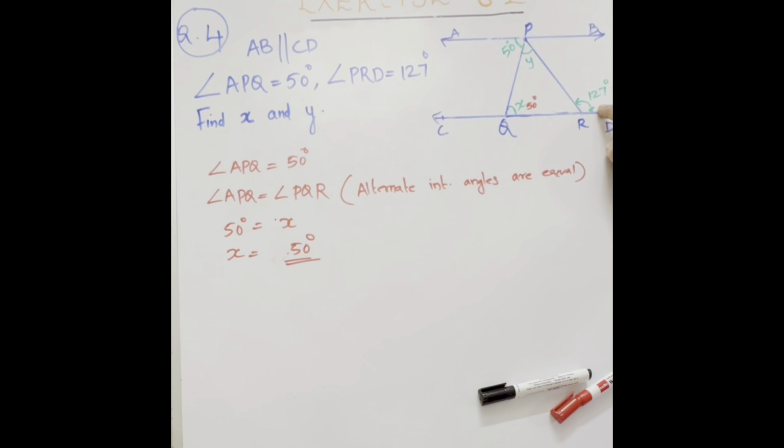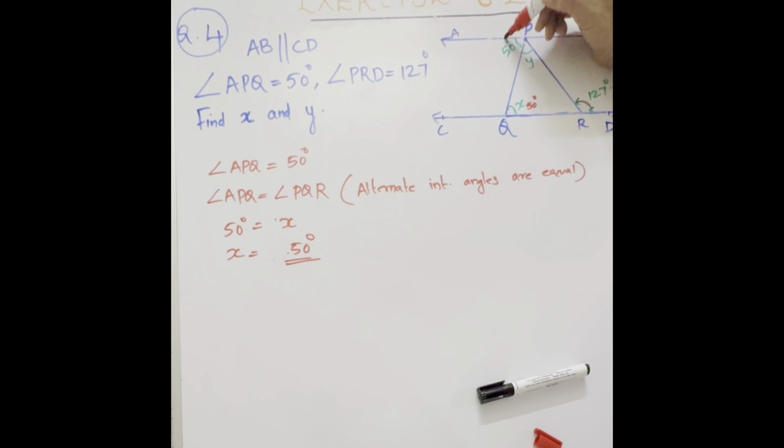We have an angle 127, which is an interior angle. What could be the alternate interior angle to 127? When you ignore the line PQ now and just consider only PR, 127 is one of the angles. The alternate interior angle for this would be this angle, right? Which is the alternate interior angle for 127.